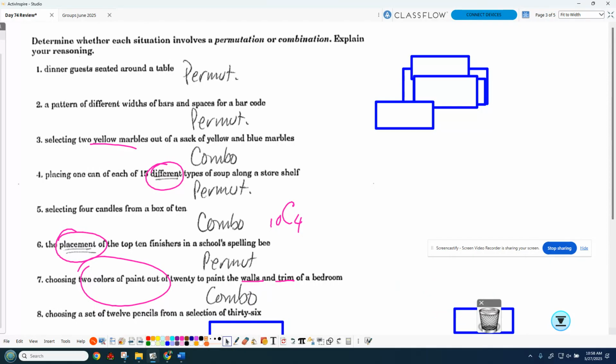Monte, what about the last one? Choosing 12 pencils out of a set of 36. That's a combination. Combination. We okay with those? All right.